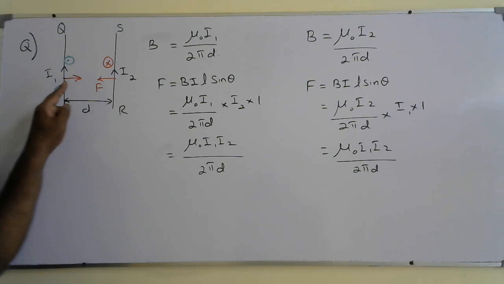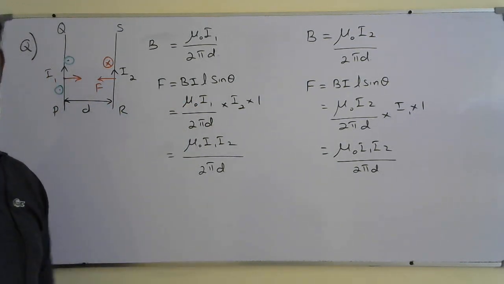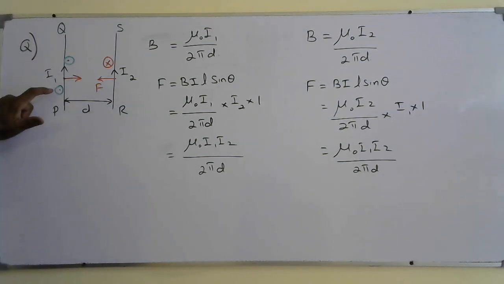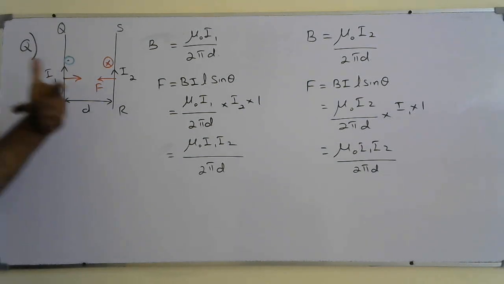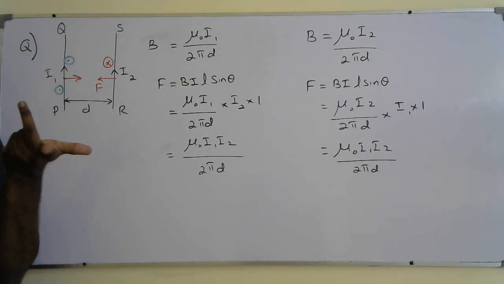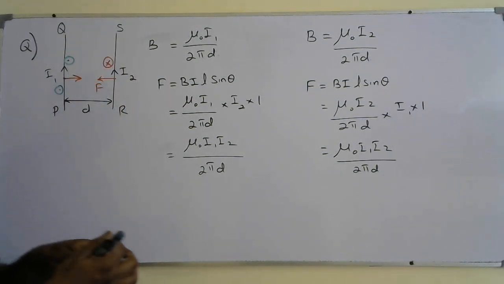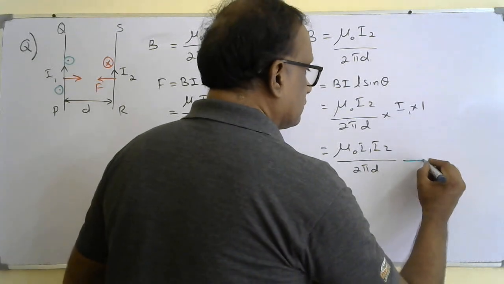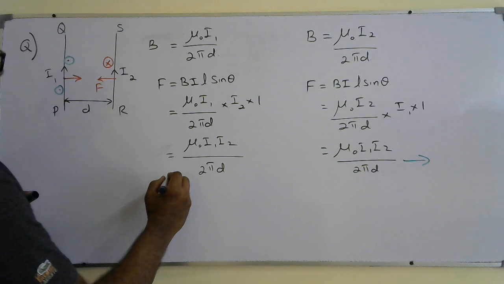So the direction of the force, I already told using the Newton third law pair, but without Newton's third law, if I use Fleming's left hand rule, the magnetic field produced by current I2 on the wire PQ is out of the page. Use Fleming's left hand rule, out of the page. Current is upward direction, so the force is towards wire RS.